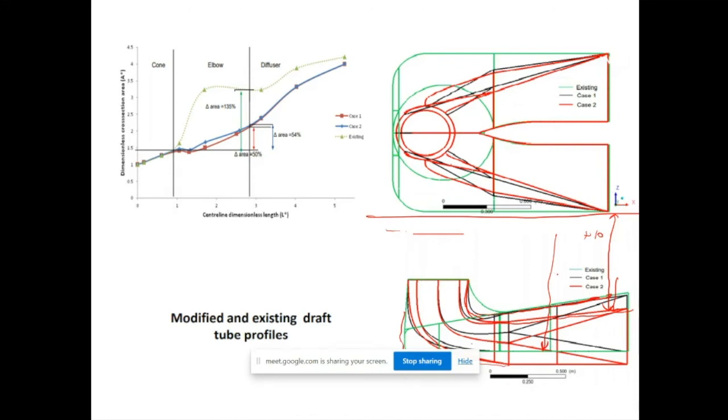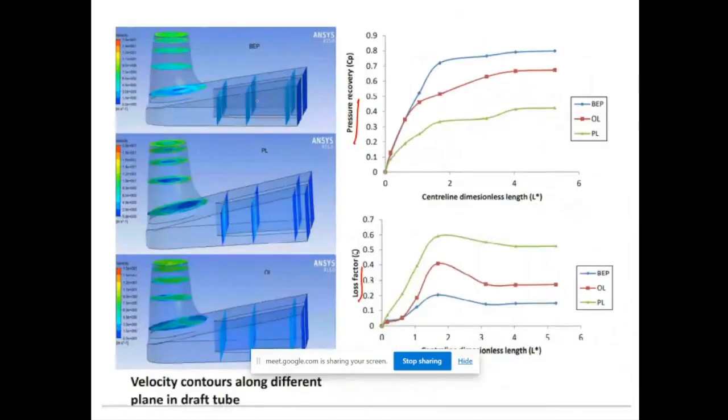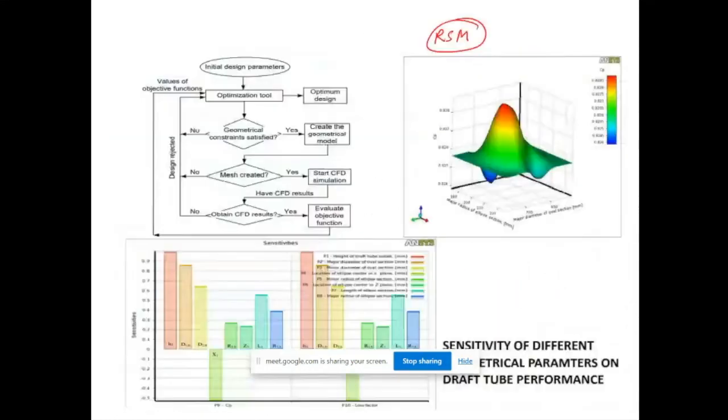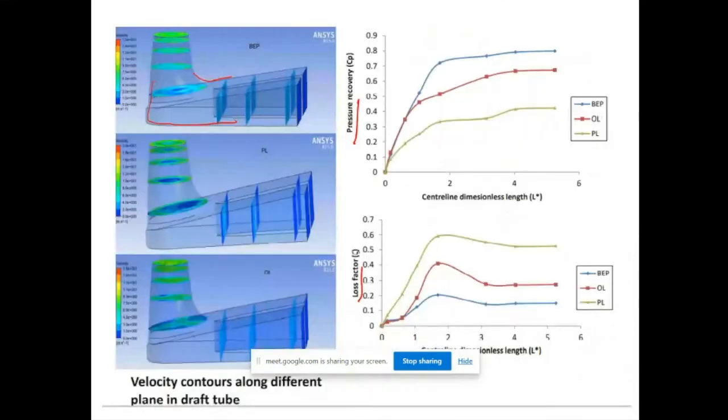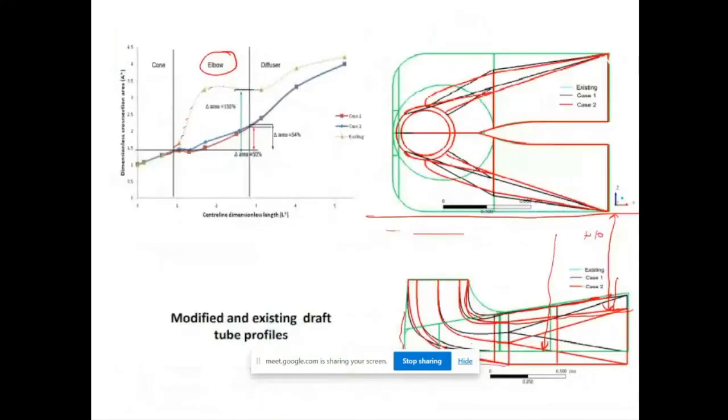So here you can see this is the existing one where there is a sudden change in the area in the elbow section. You can also visualize this. Here there is a sudden change in the cross-sectional area. So once the fluid is changing its path, you have to control this area. This variation in the area should not be exponential. Here you can see this is exponential variation.